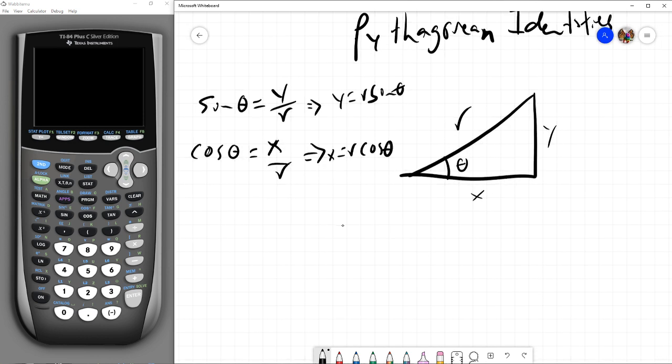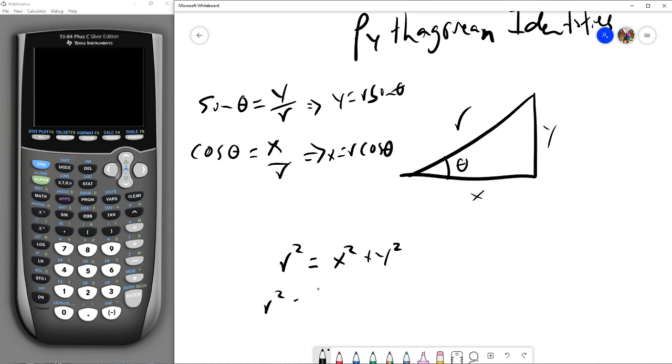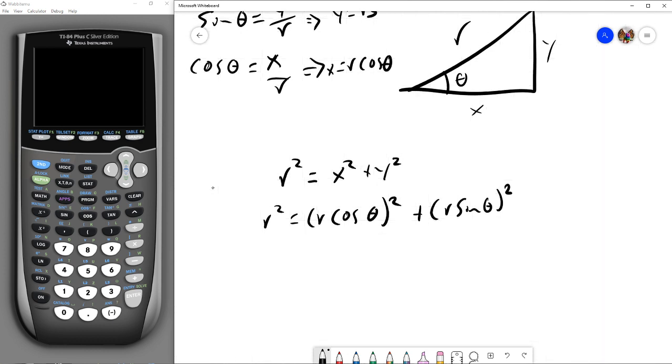Now when I set up the Pythagorean theorem, we know that r squared is going to equal x squared plus y squared. Or in other words, r squared is going to equal the quantity r cosine theta squared plus the quantity r sine theta squared. So r squared is going to equal r squared cosine squared theta plus r squared sine squared theta. What we did here is distribute the r squared.